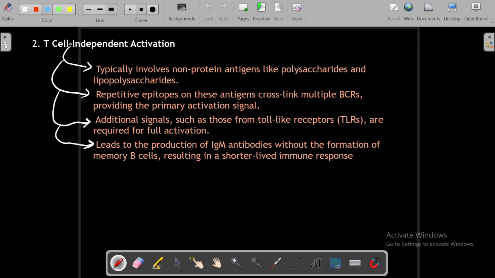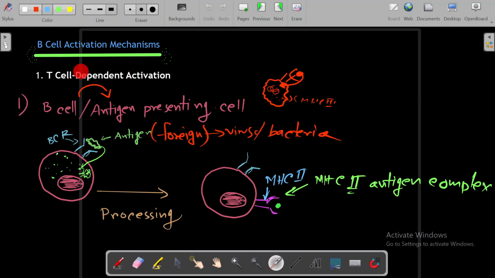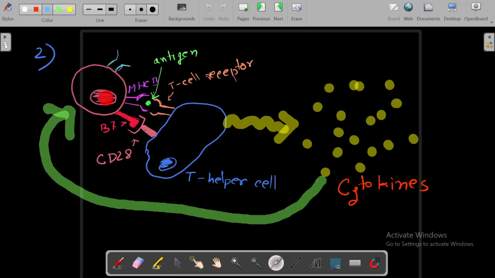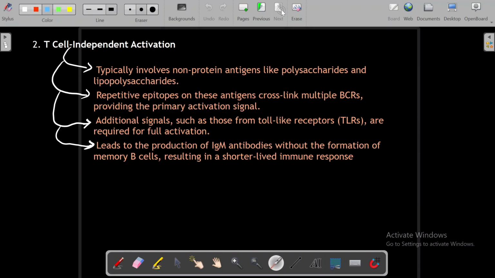The T cell independent activation is mainly not that serious, or cannot produce that much antibody if we compare it with the T cell dependent activation. So in the T cell independent activation, what happens is that the B cell doesn't need a T cell for the activation. In the T cell dependent activation, the B cell needs a T cell for the activation, because the T cell releases cytokines, and these cytokines help in the activation of the B cell. But in the T cell independent activation, the B cell doesn't need a T cell. Obviously the B cell will get activated.